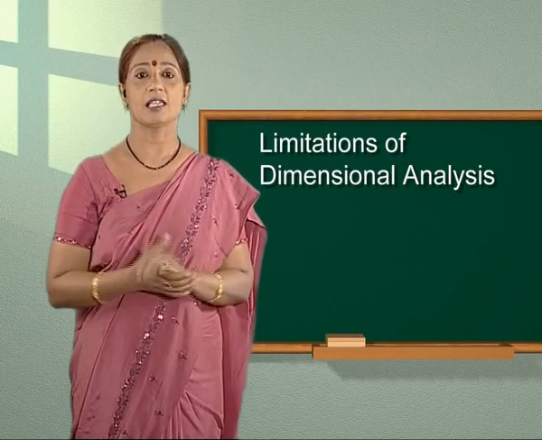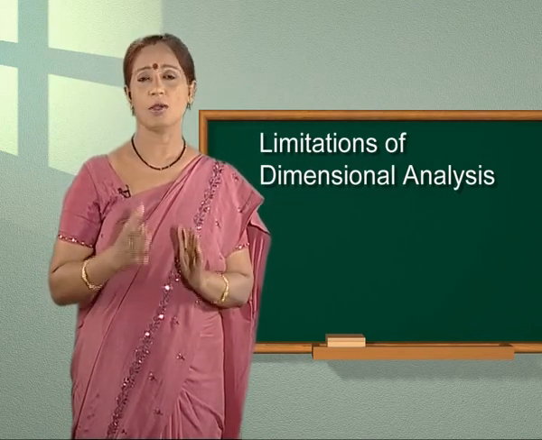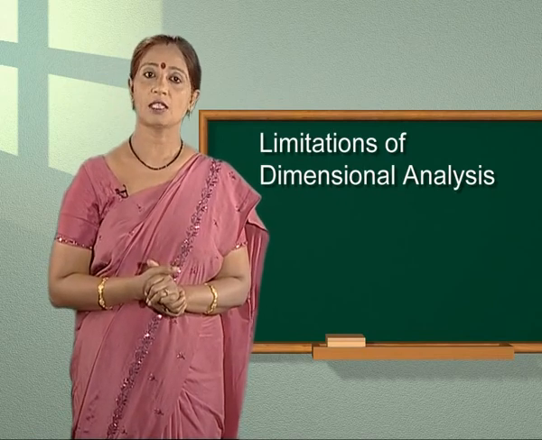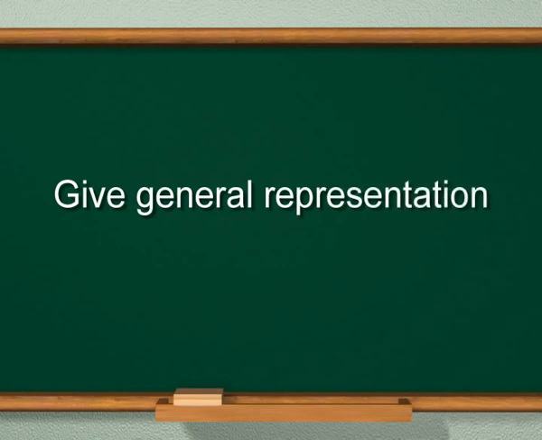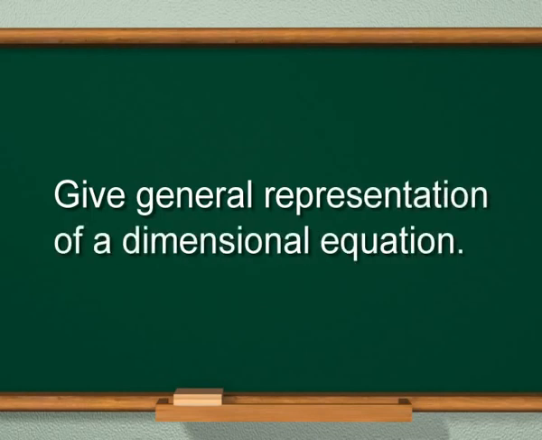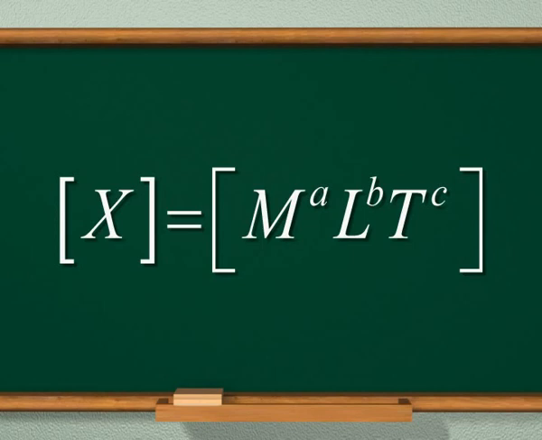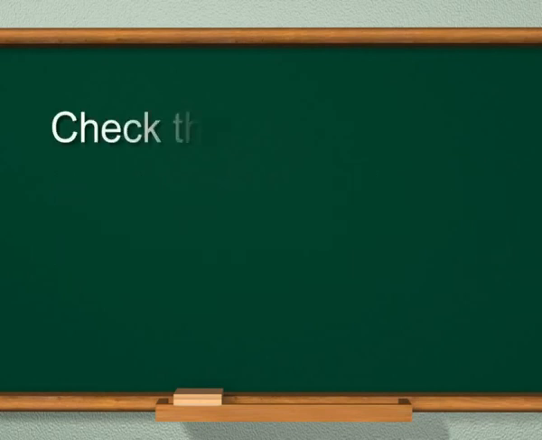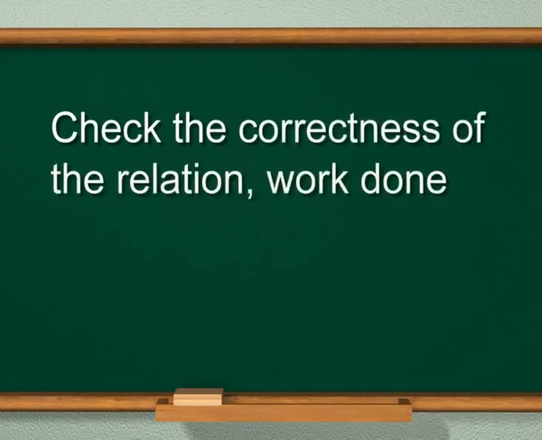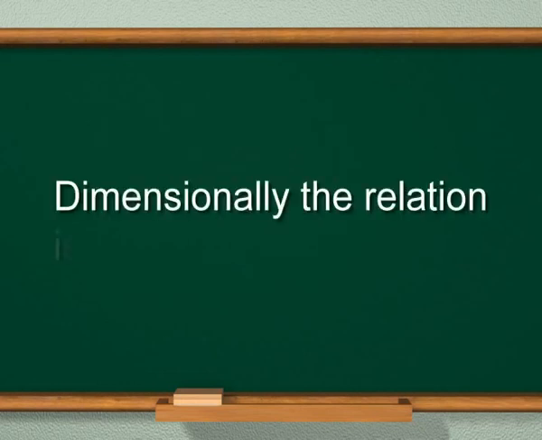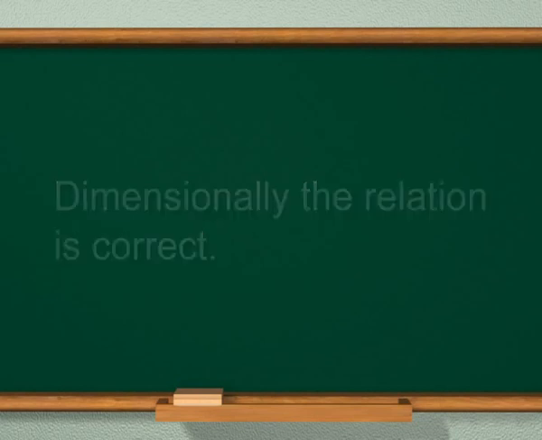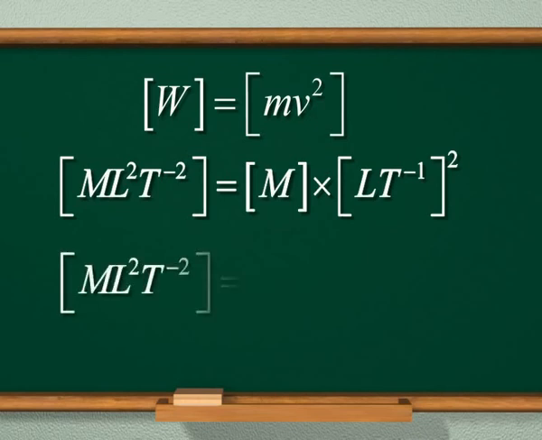So now, here are some quick questions for you to feel more confident about the topic. The first question is, give general representation of a dimensional equation. The answer is, for a physical quantity x, dimensional equation is x = M^a L^b T^c. The next question is, check the correctness of the relation work done W = mv². The answer is, dimensionally the relation is correct, as the dimension of left hand side is equal to the dimension of right hand side.